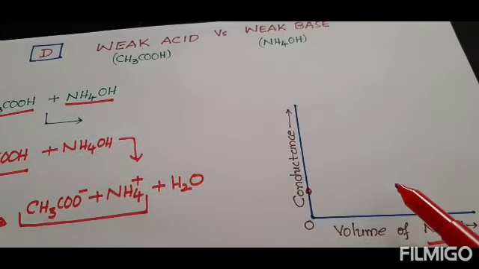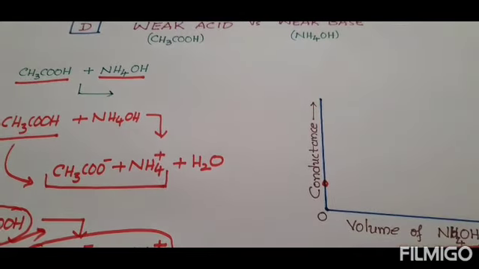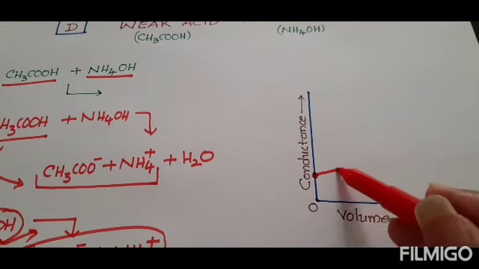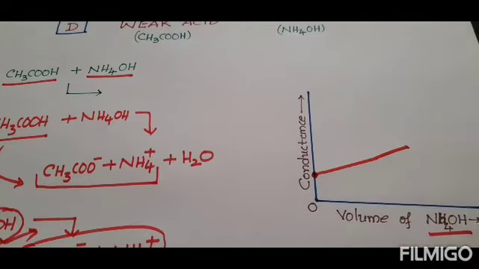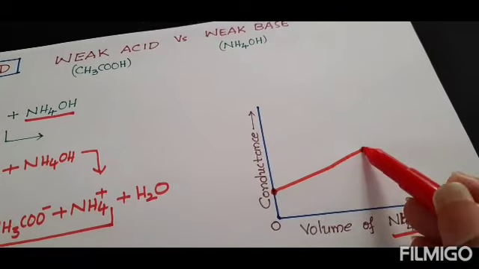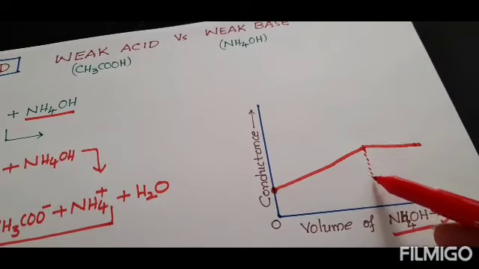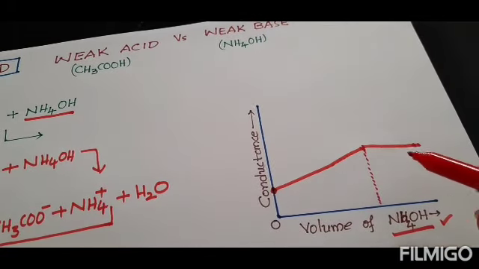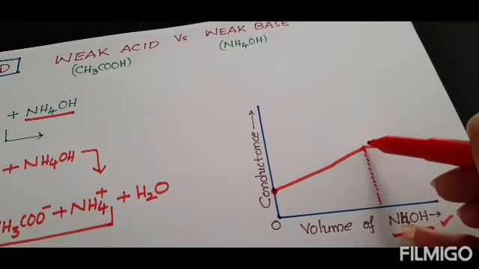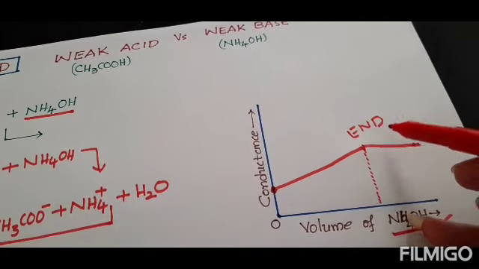So acetic acid is a weak acid. It has lower conductance. As NH4OH is added continuously, its conductance continuously increases. After reaching the end point, it will be almost constant. So this point where the conductance changes with the NH4OH is considered as the end point.